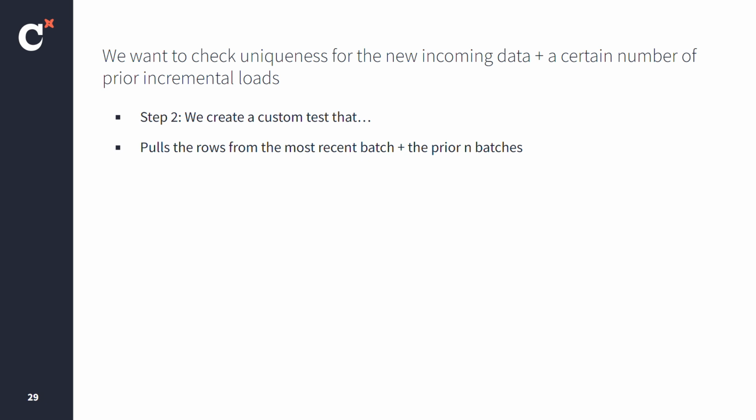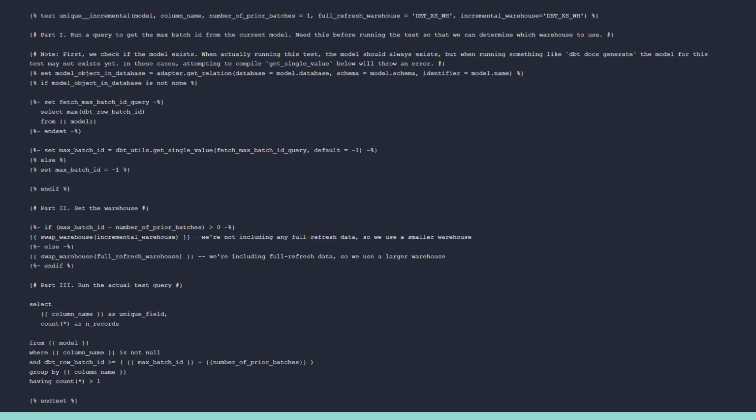Or you can say, give me this one and the prior 1 batch, or this one and the prior 2 batches, and so on. And it's just going to check uniqueness across those rows that you pulled. The code for that test looks like that. So that one's a little bit complicated. I'm not sure if it's going to show up in your pictures, but it is here in the slides if you want to take a look at it after.